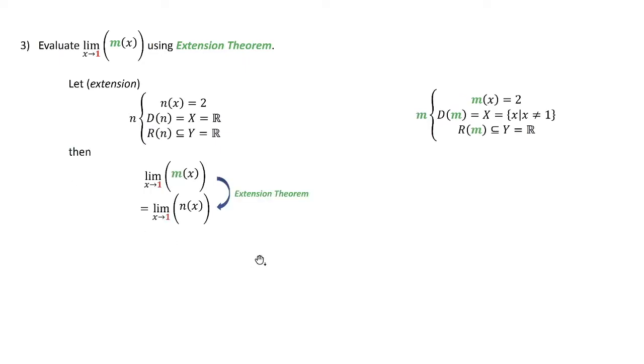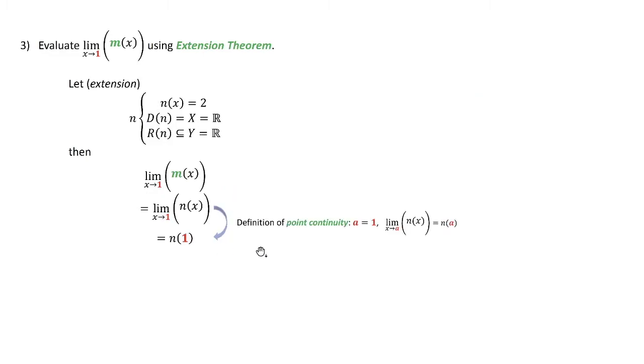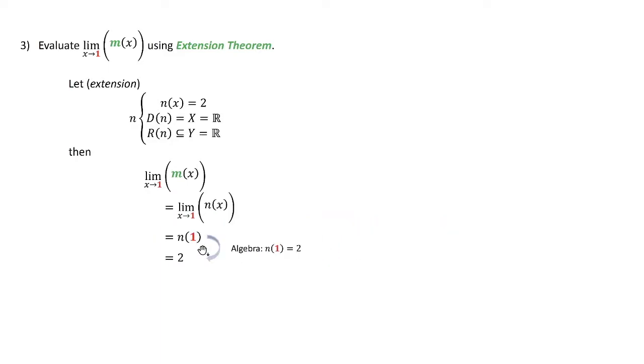So by the extension theorem, the functions m and n have the same limit. n is continuous, so I can just plug in by the definition of point continuity. And then I evaluate the function n at 1, when x is 1, and it equals 2. In fact, it's 2 everywhere. And that's it. By definition, the slope of the tangent line when x equals 1 is the limit of the secant slope function as x approaches 1, and that's 2.